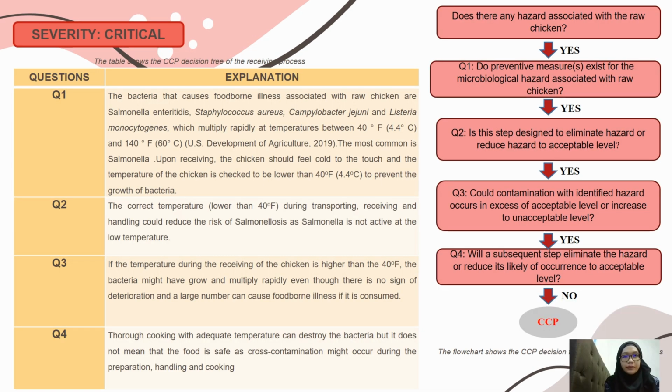For the first CCP, which is during the receiving of raw ingredients, or raw chicken, the severity is critical. This is because raw chicken is commonly associated with Salmonella bacteria, so the correct temperature, which is lower than 4 degrees Celsius, needs to be checked to make sure that the chicken is safe and there is no growth of Salmonella bacteria.